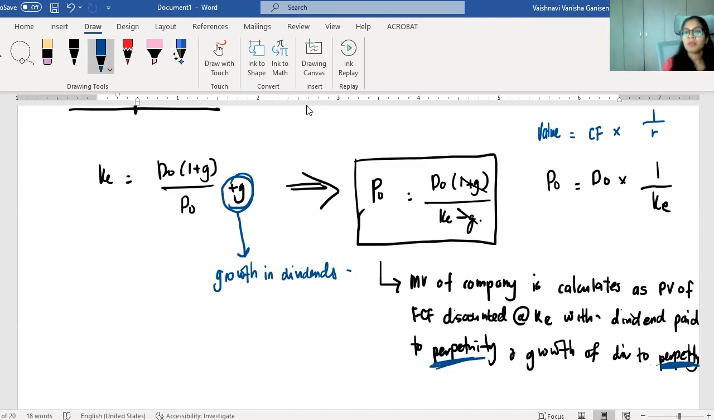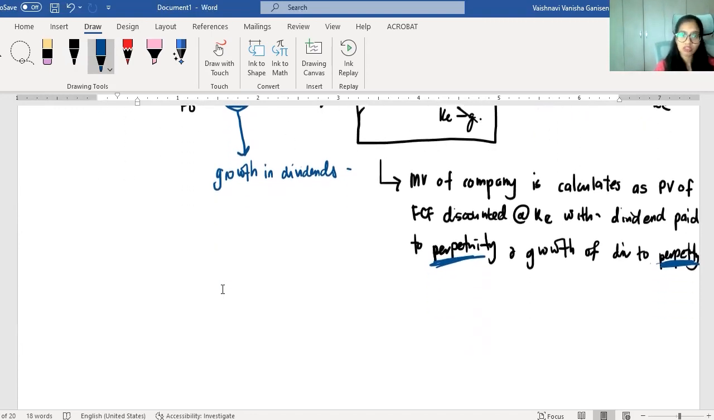I want you to remember that this information here, actually you need to calculate by yourself. That means now I'm saying growth, but in your FM examination, the examiner will require you to calculate growth by yourself. You need to know what methods you use to calculate growth. So when you talk about growth in dividends, what are the two methods to estimate growth?